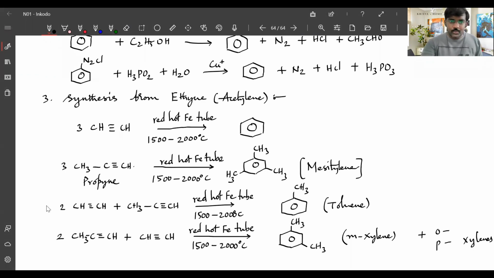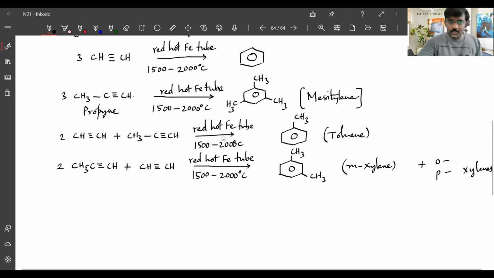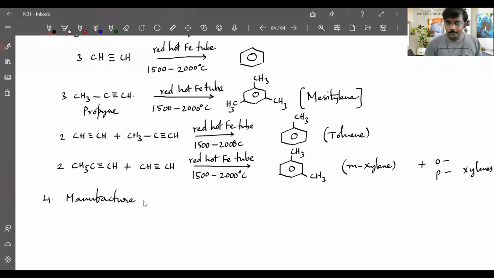So these are the different methods we can apply to prepare benzene. Other than these methods, how do they manufacture benzene industrially? Manufacture means in larger quantities. If you want smaller quantities, that's okay with these methods. So, manufacturing of benzene.